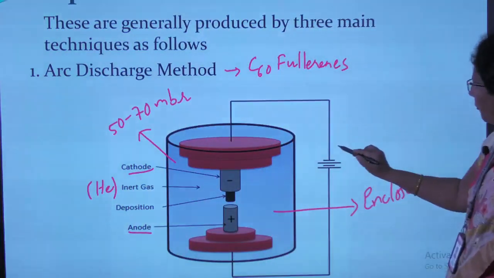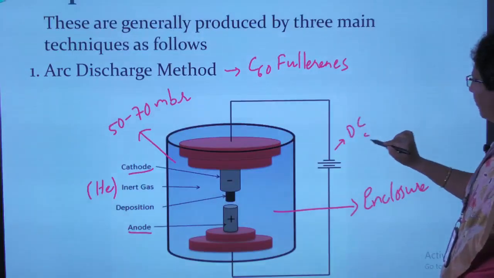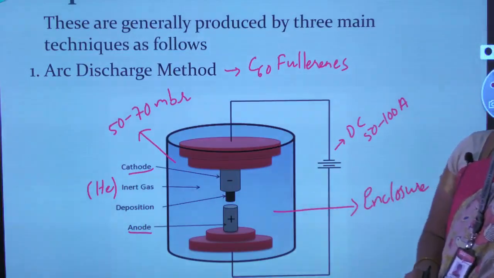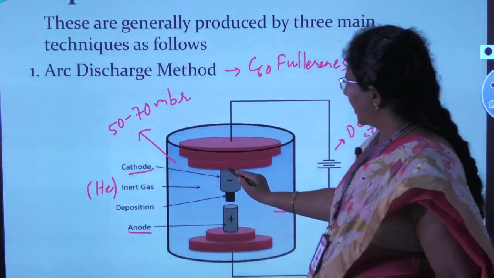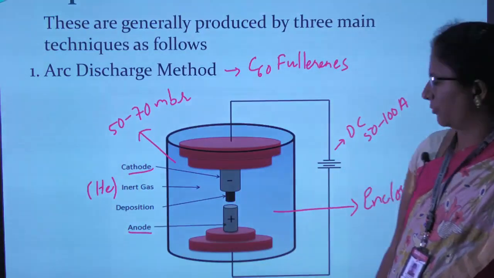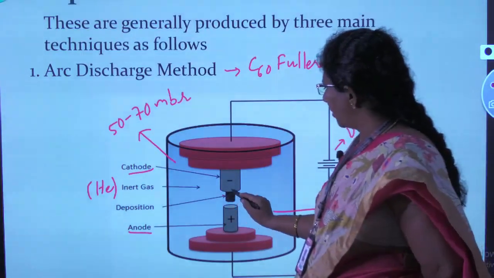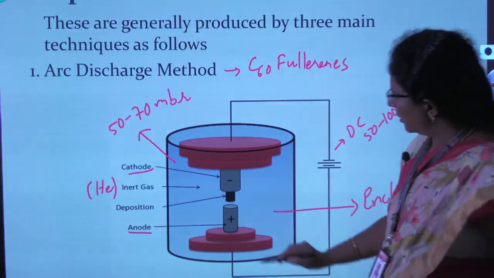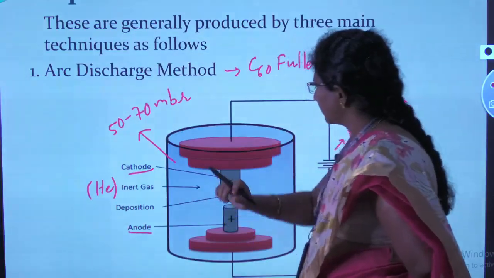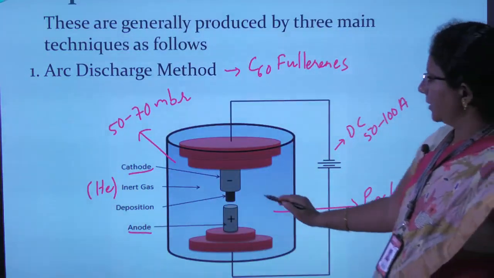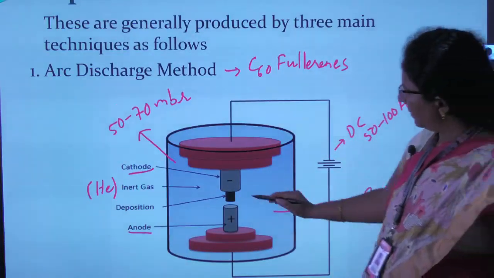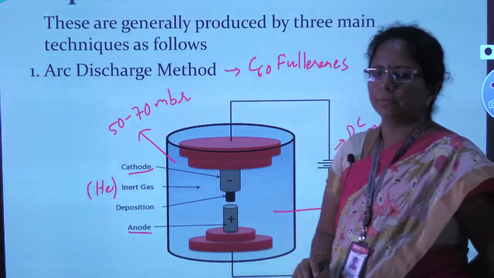A direct current of 50 to 100 amperes will be driven between the electrodes. So this discharge will vaporize one of the carbon rods and forms a shaped deposit on the other electrode. So this is the deposit which is formed with the vaporization of one of the carbon rods. Here the yield depends on the uniformity of the arc as well as the temperature of the deposit on the other electrode.